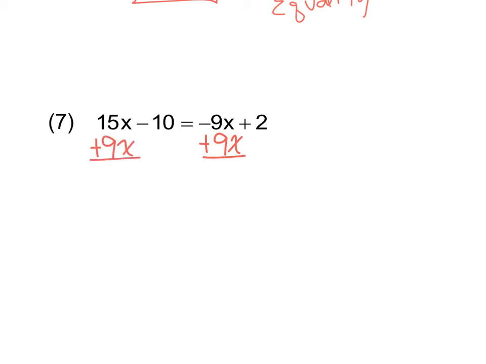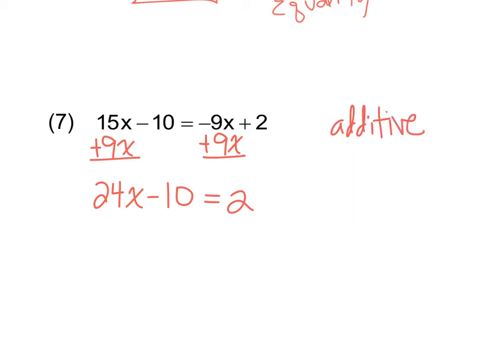And you can combine steps, but I'm going to do it separately, at least for a couple of examples. All right. So we have 24x minus 10 equals 2. What was the property that allowed us to do that? There's two possible answers that we can go with here. Additive inverse. There's another name for that when you're dealing with equations. It kind of simplifies things. It's known as the addition property of equality.